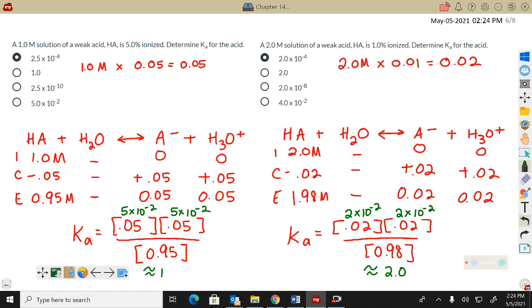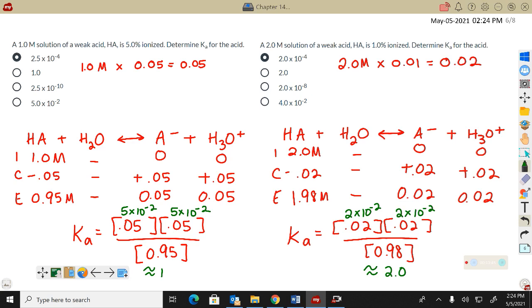Similar, we can calculate the Ka if I know the percent ionization. That's another way of telling you X. So in each situation, we knew the molarity of the original weak acid, and then we could just multiply that by the percent ionization. We just have to use it as a decimal. It's like saying 5% of that 1 molar solution will dissociate, or 1% of that 2 molar solution will dissociate or ionize. That's your shift. That's the amount that shifts forward.